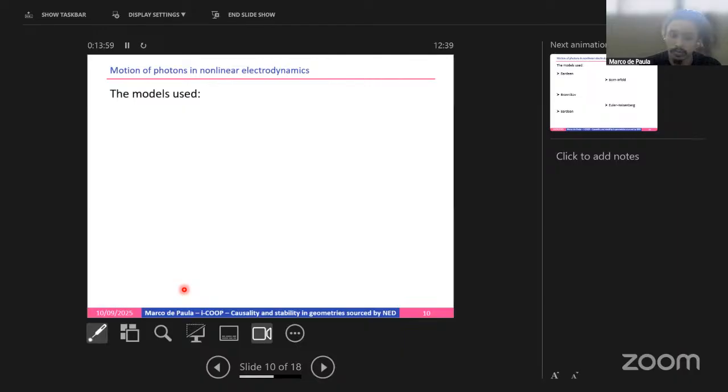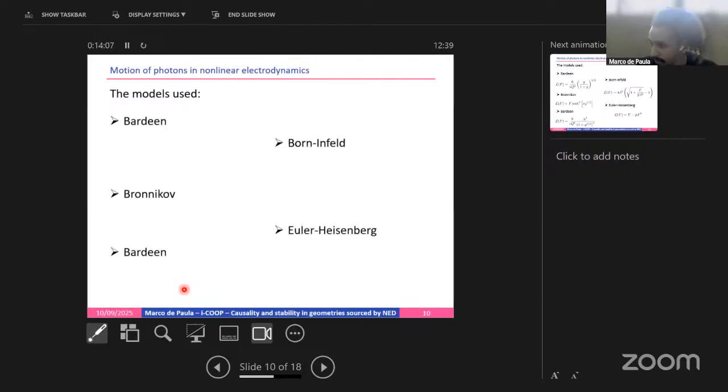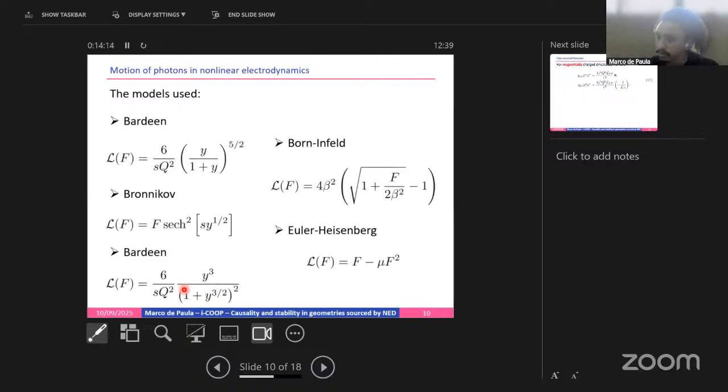We have not worked with electrically charged ones, but this is just a choice. We could do this as well. So we have considered more models in the paper, but here we restrict the analysis to only 5 models. So we have considered Bardeen, Bronnikov. He should be Hayward instead of Bardeen. We have considered also Born-Infeld and Euler-Heisenberg, which are basically standard models of nonlinear electrodynamics that we have in the literature.